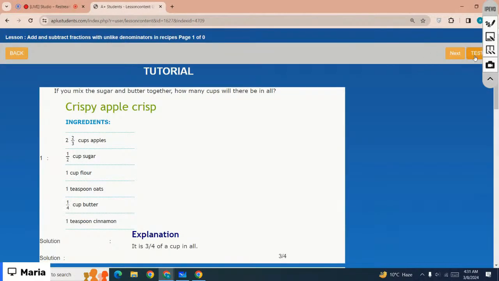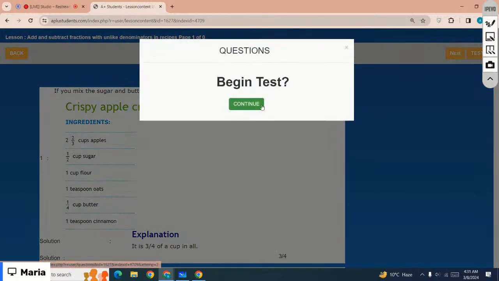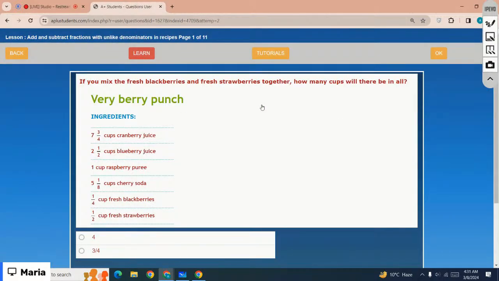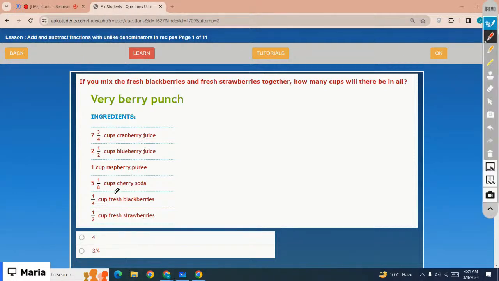So you have to see how you work with the recipes, right? If you mix the fresh blackberry and the fresh strawberry together, how many cups will there be in all? So basically, you have to add the fresh blackberries and fresh strawberries. Fresh blackberry is 1 by 4, and fresh strawberry equals 1 over 2.